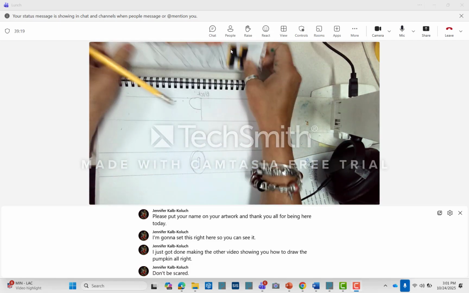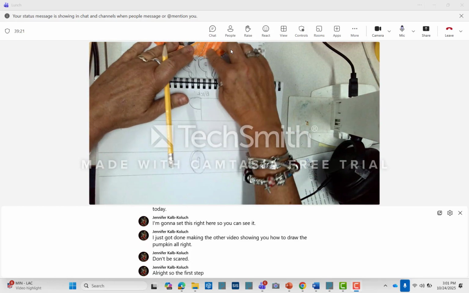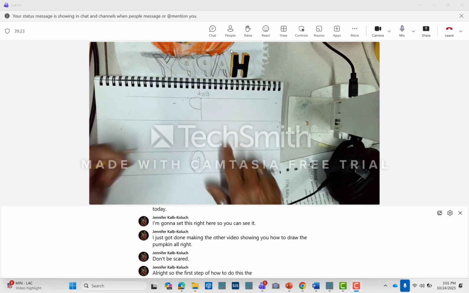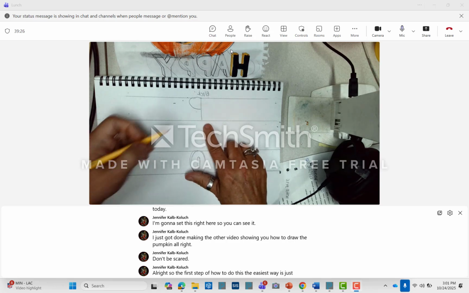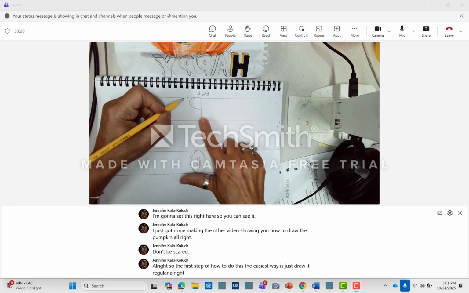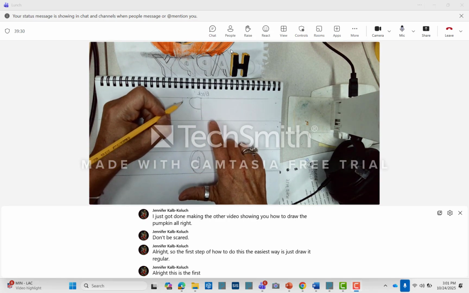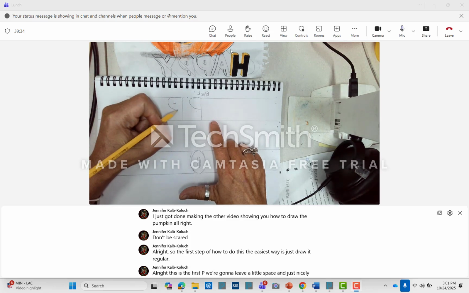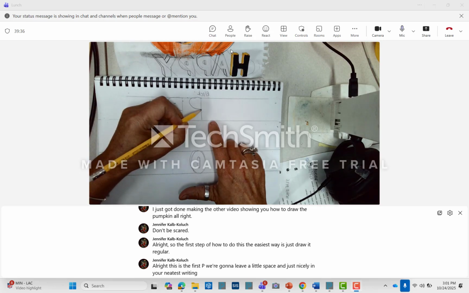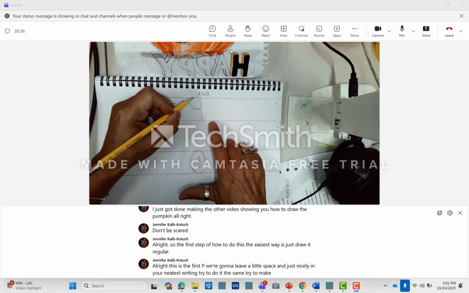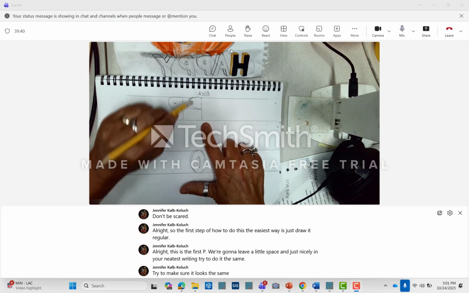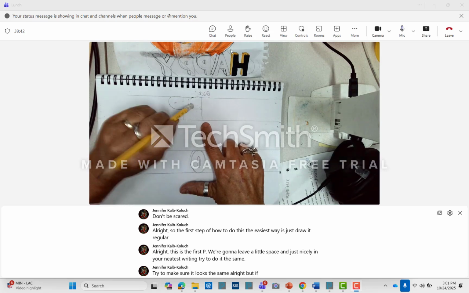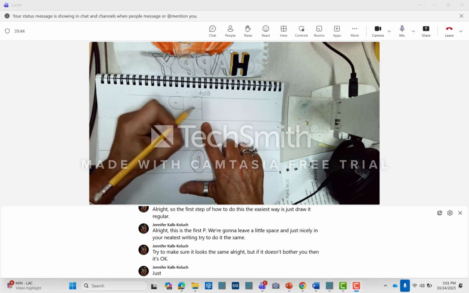All right. So the first step of how to do this, the easiest way, is just draw it regular. This is the first P. We're going to leave a little space and just nicely, in your neatest writing, try to do it the same. Try to make sure it looks the same, but if it doesn't bother you, then it's okay. Just do your best, friends.